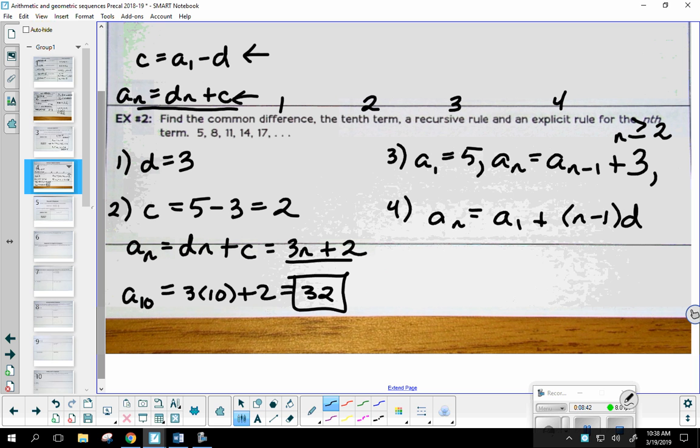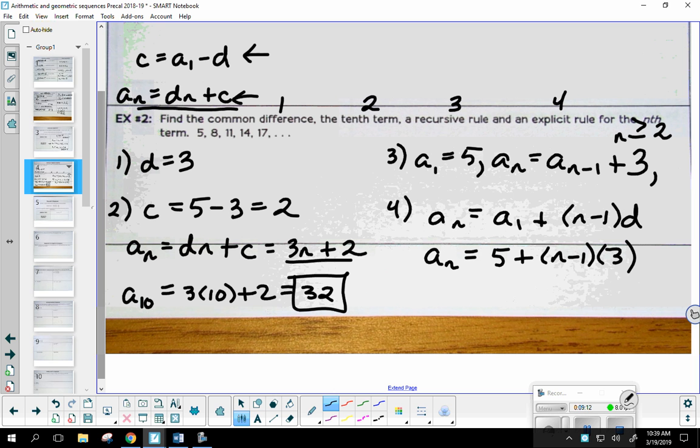If I want to come up with a general form that will get me any term, I'm going to plug in all of my variables except what? Do not plug in for n. That is exactly right. Plug in everything but n. So a sub n equals, what was the first term? 5. Plus, we're not going to touch n. n minus 1 times d, which again was 3.